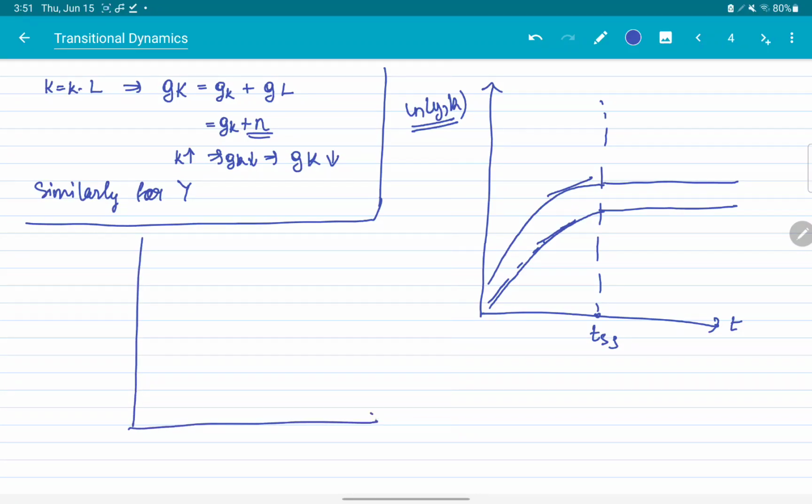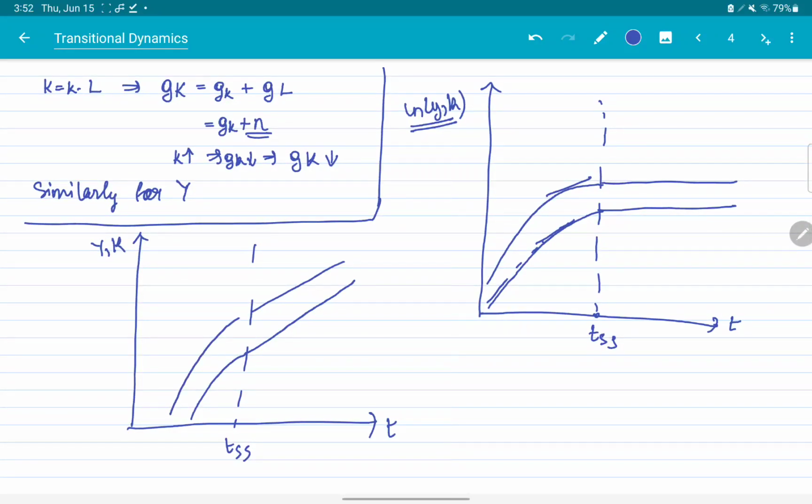Similarly for capital K and capital Y, you know that eventually they're going to continue to grow at rate n, but you see that the growth rates of capital K and capital Y are also continuously falling, which means this is what it looks like.